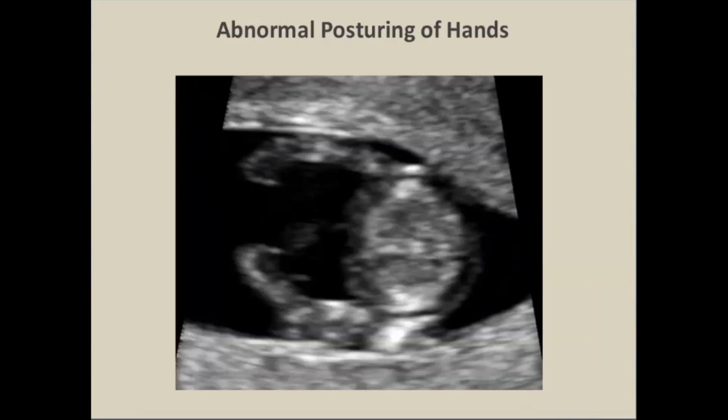This fetus has very abnormal posturing of the hands. This is a finding that you'll see with things such as trisomy 18 or with arthrogryposis. So when this is seen, we should raise concern for these kinds of anomalies so that these patients are followed up sooner and given counseling earlier rather than later.